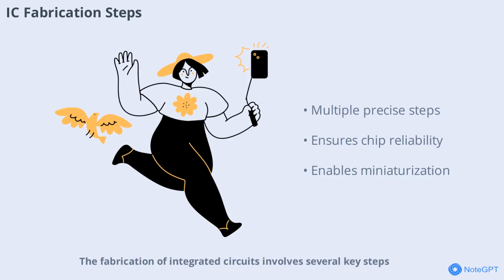Fabrication of integrated circuits involves several key steps: wafer preparation, oxidation, photolithography, doping, etching, and packaging. Each step must be precisely controlled to ensure the performance and reliability of the final chip. Advances in fabrication technology have enabled the production of ever smaller and more powerful ICs.